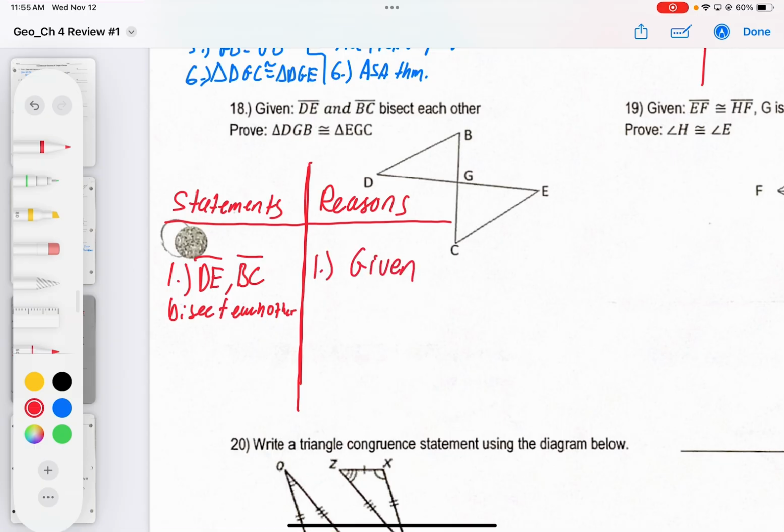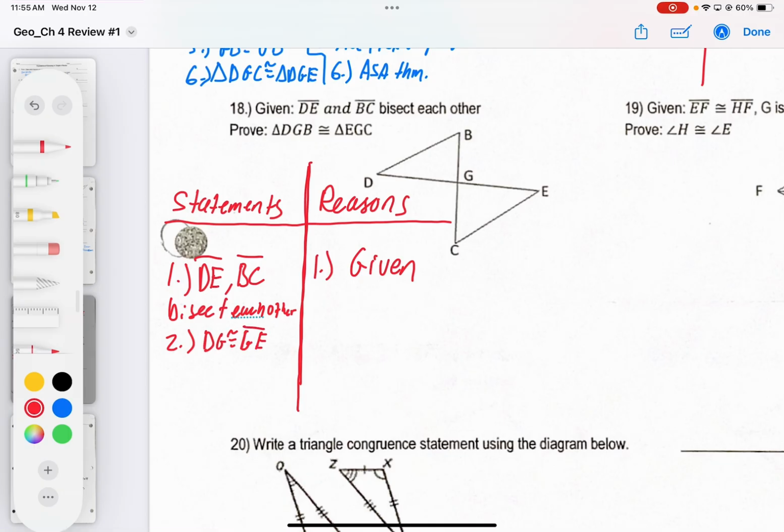I think we had one like this before. I want to talk about it again. What does it mean if segments bisect each other? They are both split into 2 equal parts. So you get 2 pairs of 2 equal parts, okay? So BC and DE were each split into 2 equal parts. So now it's your job to tell me what are those equal parts.